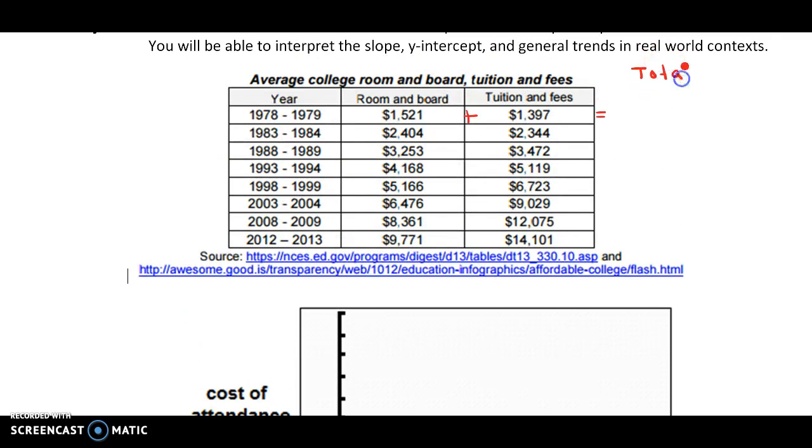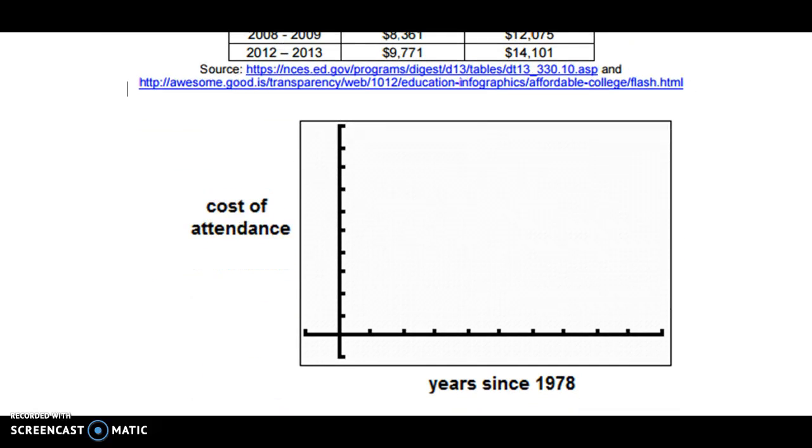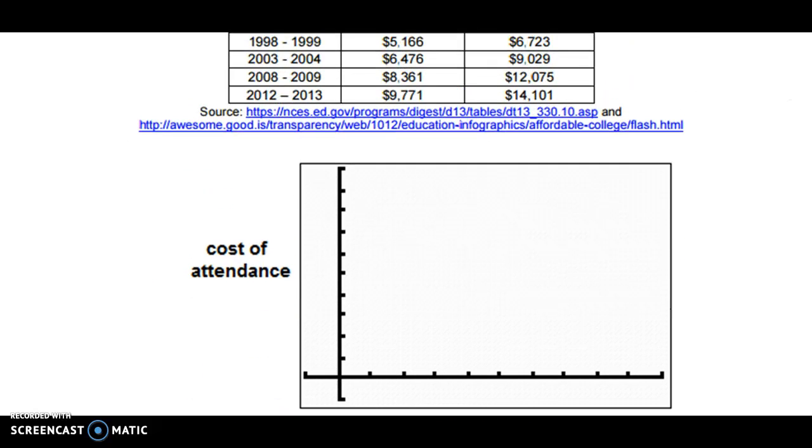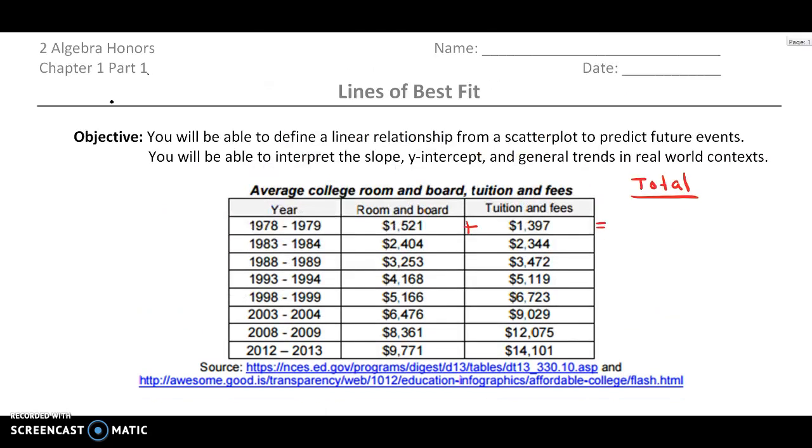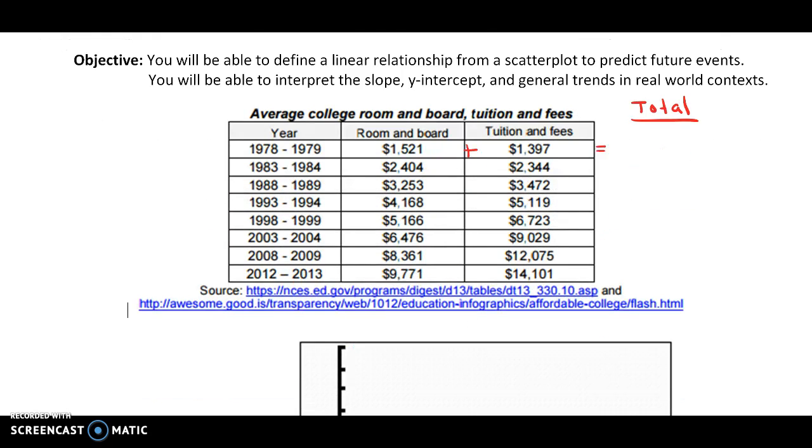So we're going to look for total cost of attendance. And on our x-axis, we have, let's see what it says, years since 1978. So am I going to plot 1978 for years since 1978? No, I'm going to say that was like 0 years away from 1978. So this would be like 0 to 1 year away.